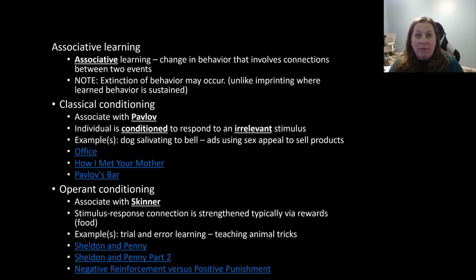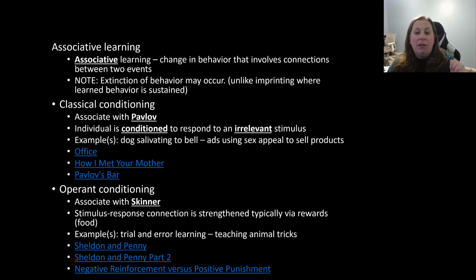And this is associated with the scientist Pavlov. If you've taken psychology, you've probably heard of Pavlov and Skinner, which we're going to talk about here. But Pavlov is the one who did classical conditioning. He looked at the fact that an individual can be conditioned to respond to an irrelevant stimuli. So what did he do? Well, he got some dogs and he rang a bell, and then he fed the dog.